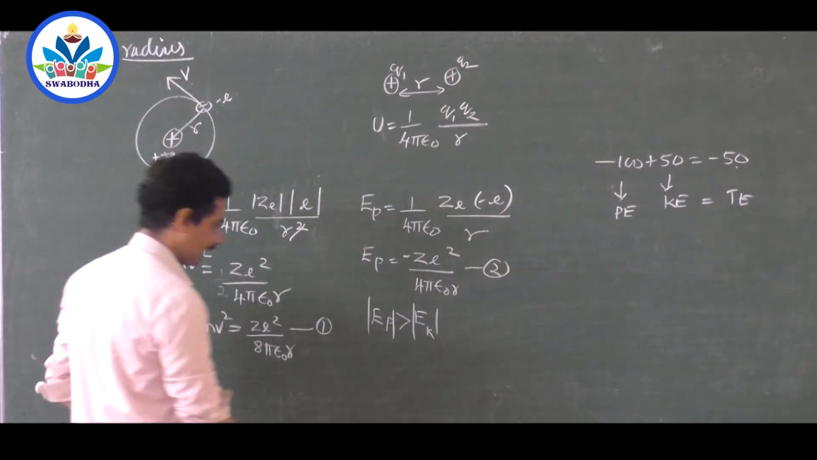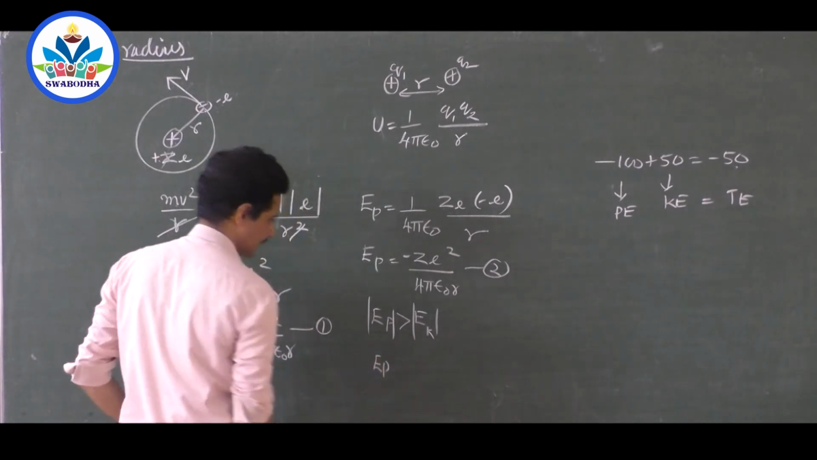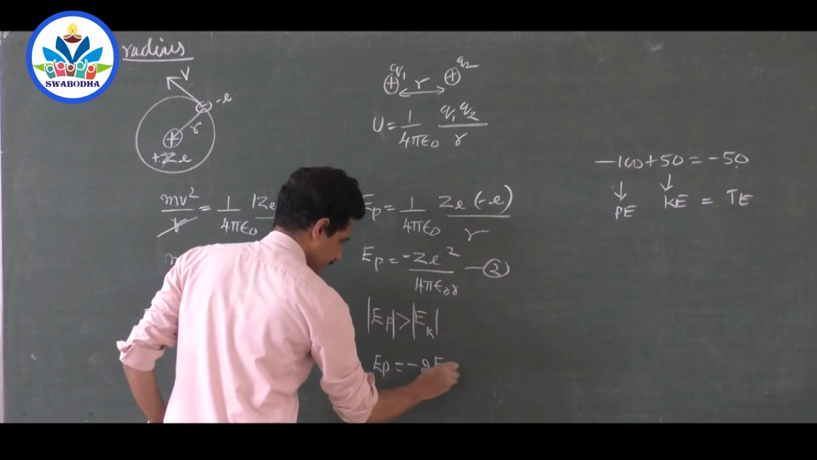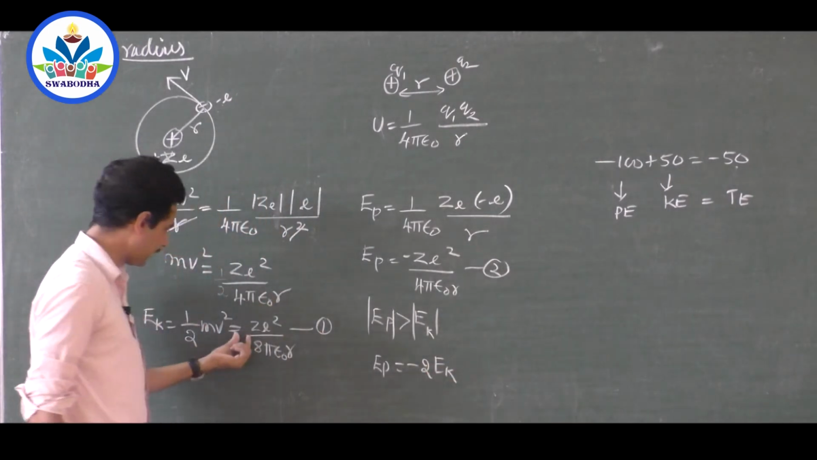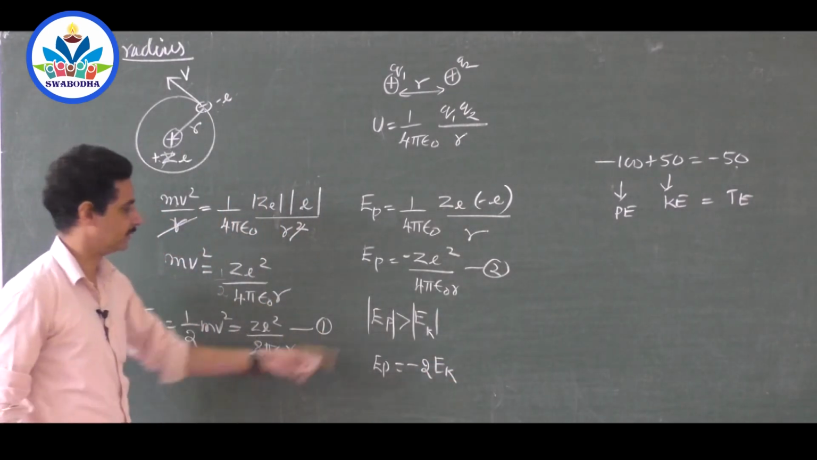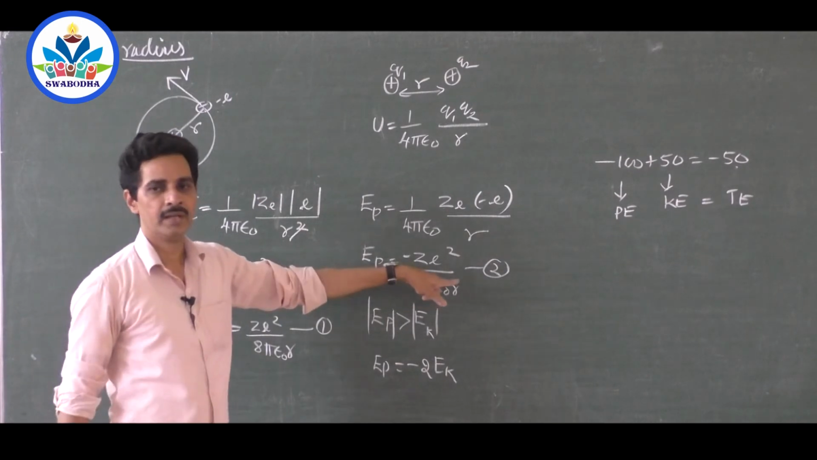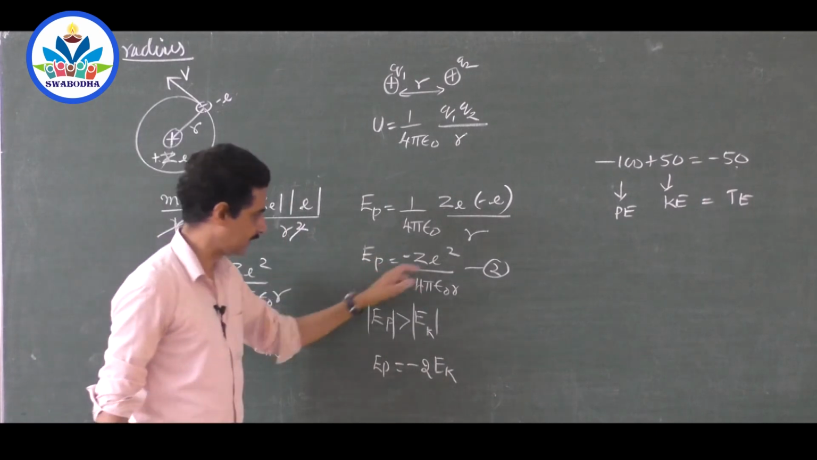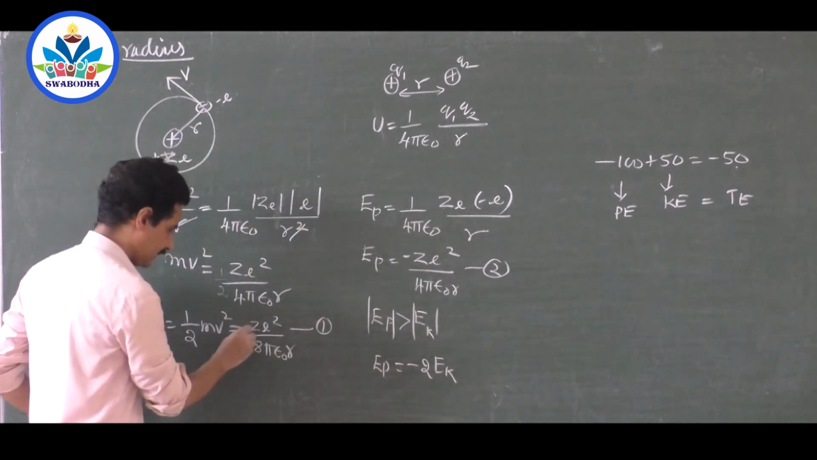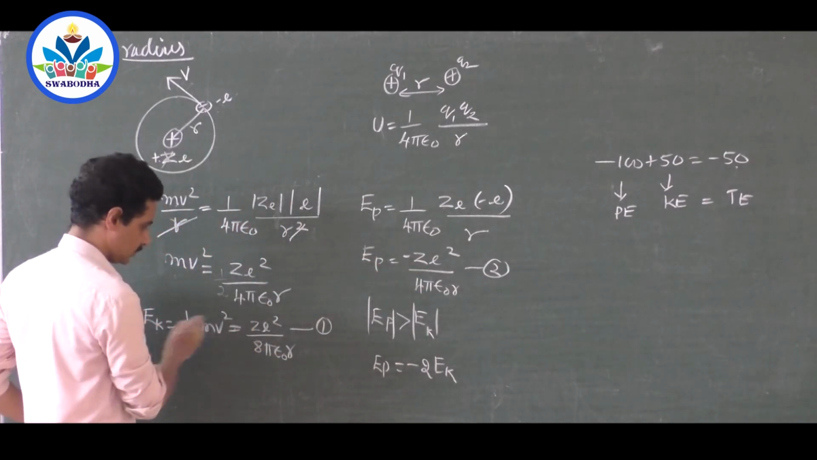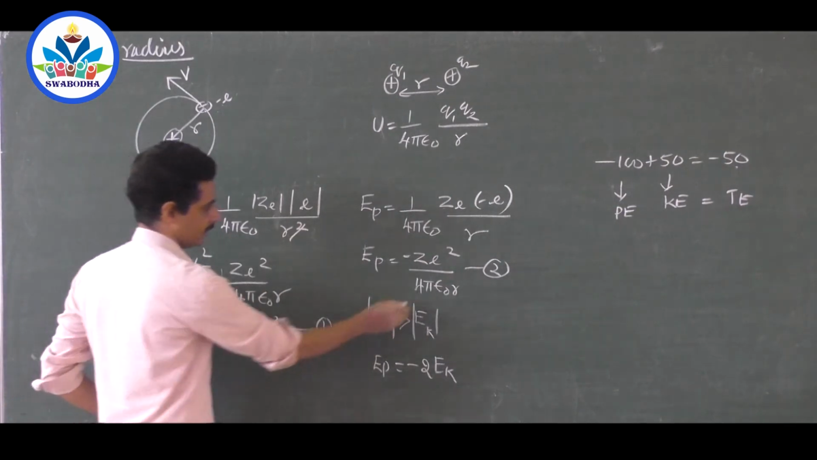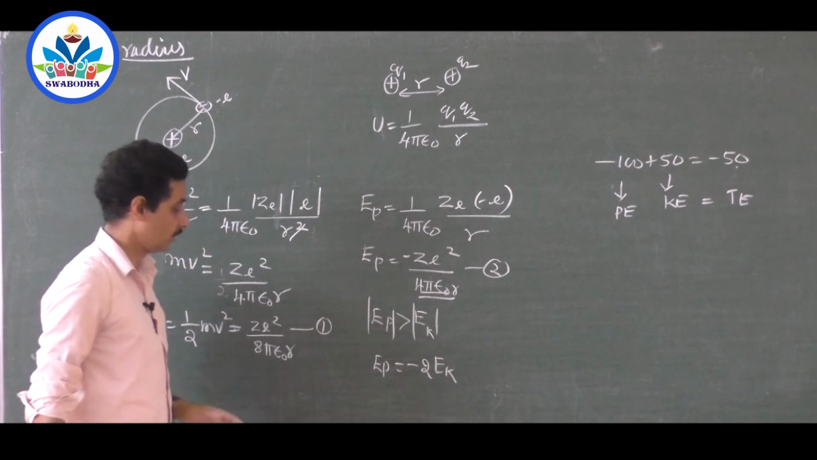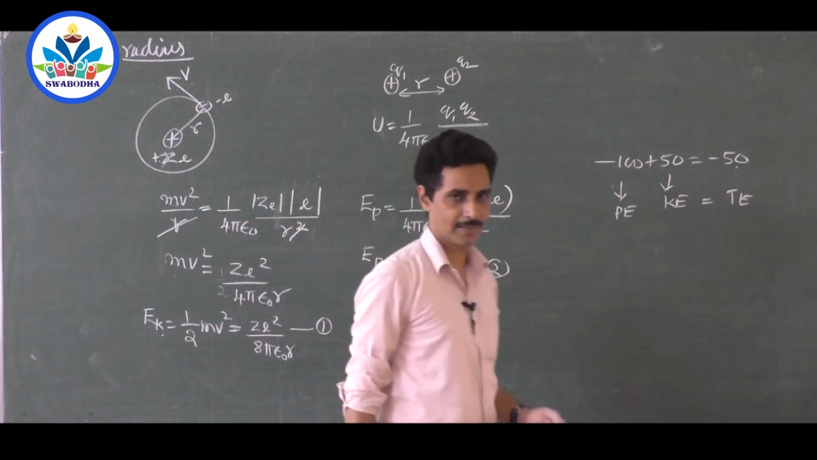Or shall I write potential energy is equal to minus 2 times kinetic energy? Is it so? Multiply this by 2 and give a negative sign. Am I right? Multiply this by 2 and give a negative sign, then you will get this one. When you multiply this by 2, that means kinetic energy into 2, then it becomes 4 in the denominator. And you should give a negative sign. That's all. So, potential energy is minus 2 times the kinetic energy.